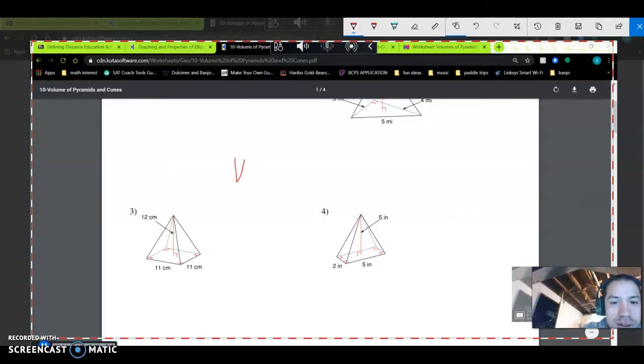Volume of a square bottom pyramid, sorry, that's pyramid, is equal to 1/3 times length times width times height. But for a square bottom, remember, the length and the width are going to be the same. So a lot of people will write out the volume to be 1/3 side squared times the height. These two formulas are exactly the same.